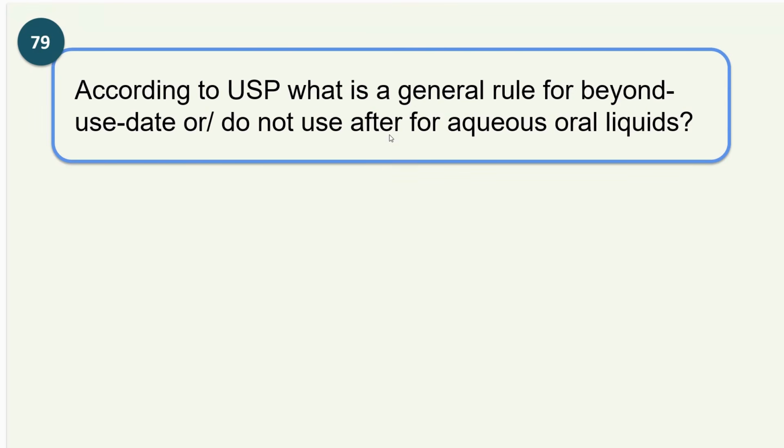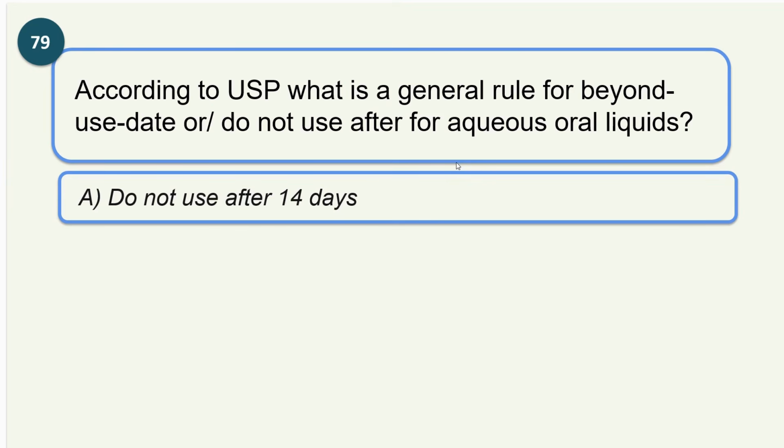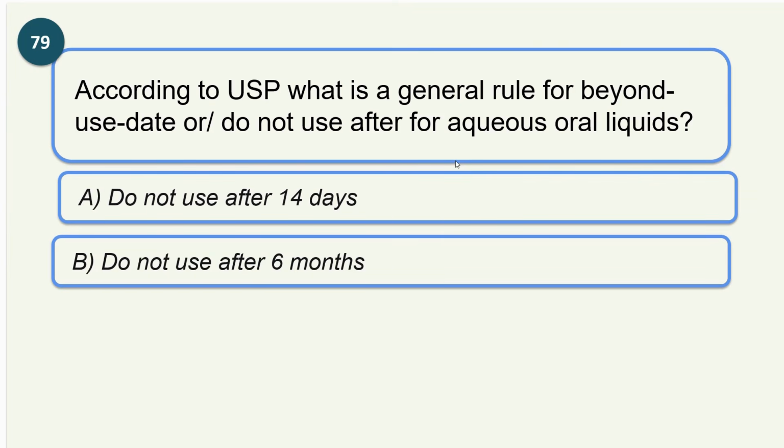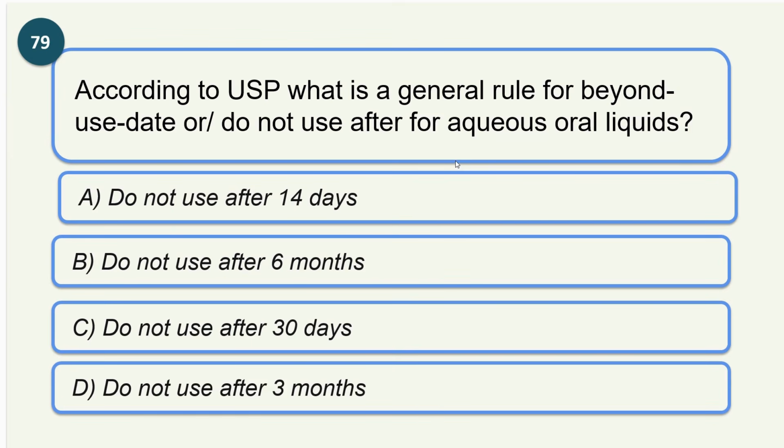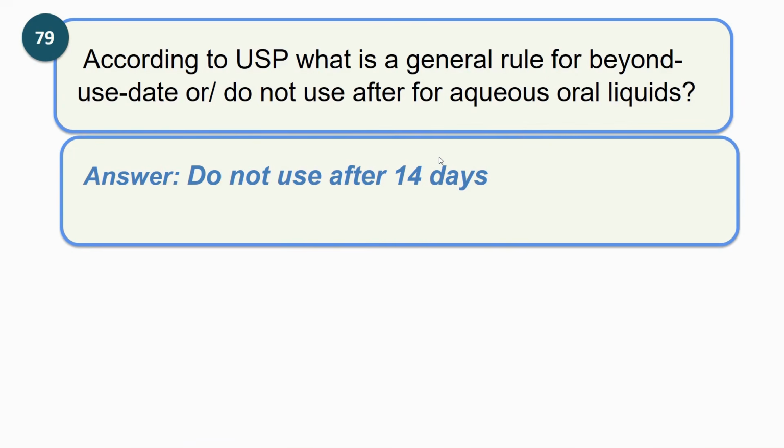Next, according to USP, what is the general rule for beyond use date, or do not use after, for aqueous oral liquids? A, do not use after 14 days. B, do not use after 6 months. C, do not use after 30 days. D, do not use after 3 months. The correct answer is 14 days. So, do not use after 14 days.